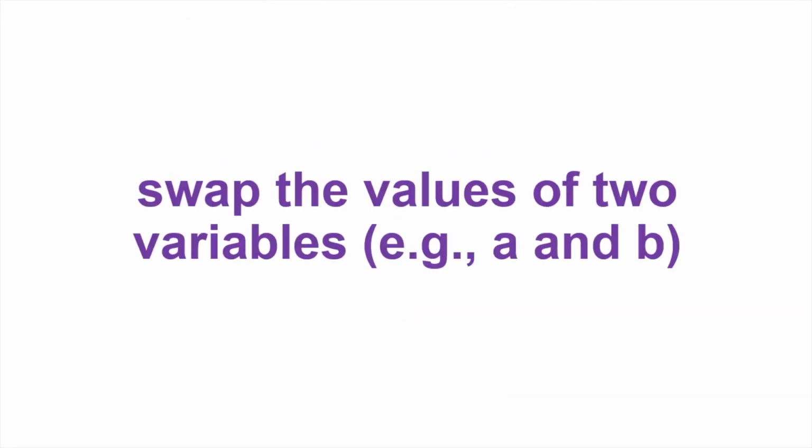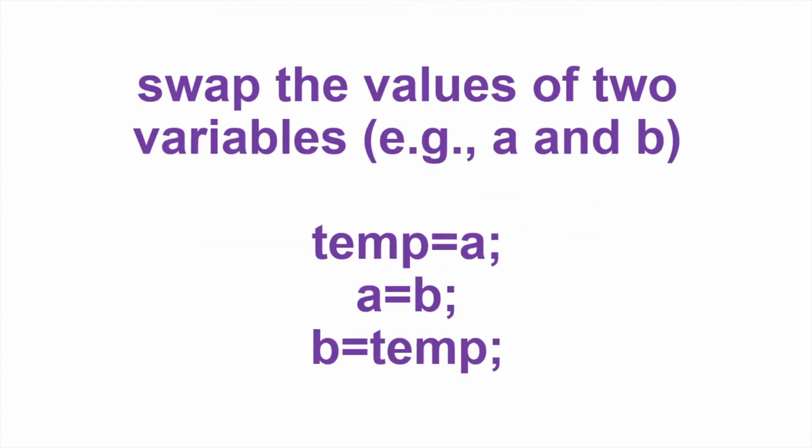Let me start with this example called swap, which means you have to switch the values of two variables, for example, A and B. This is code to do the trick. Since we can't exchange the values of A and B directly, the idea here is to use a temporary variable called temp as a bridge.